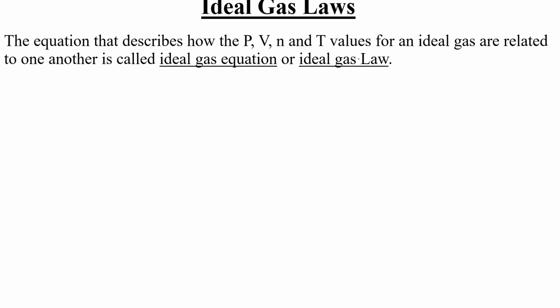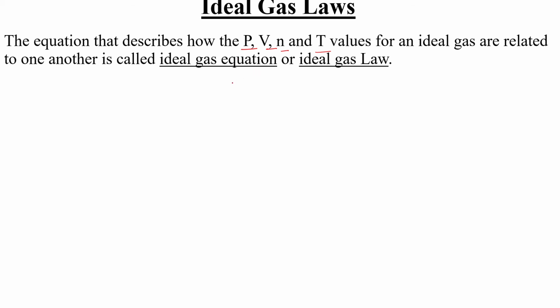Ideal gas law is actually an equation that describes how the pressure, volume, amount of gas, and temperature values of an ideal gas are related to one another. And that equation is called the ideal gas equation or ideal gas law. The three cases that we did in previous slides, if we summarize the outcome of those three cases, we will get the ideal gas law.